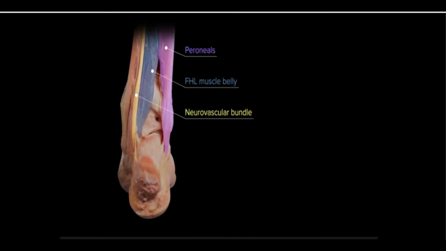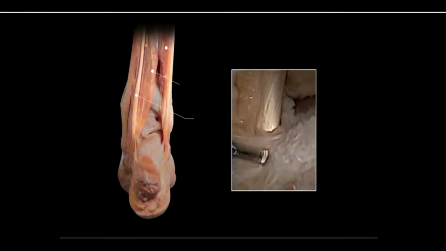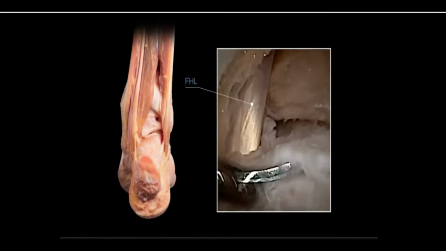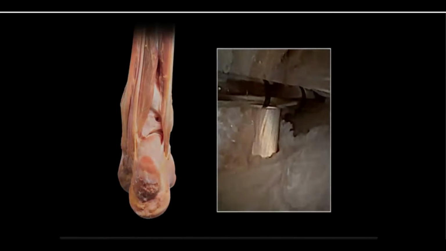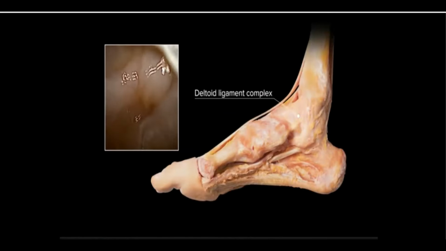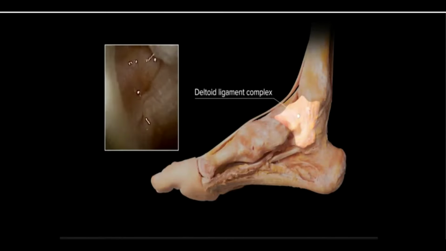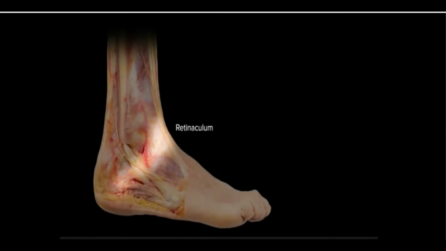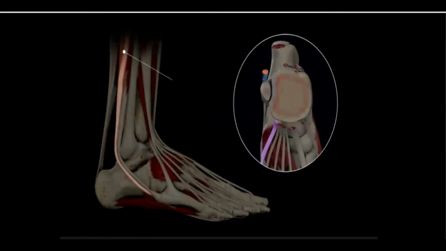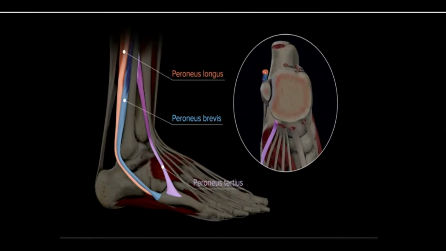Posteriorly, with the Achilles removed, the peroneals, the muscle belly of FHL, and the neurovascular bundle are seen here. Appreciating the anatomy here will help to avoid any iatrogenic damage to the neurovascular bundle. On the medial side, deeper to the tendons, is the deltoid ligament complex. Laterally, you can see the retinaculum, peroneus longus, peroneus brevis, and peroneus tertius.